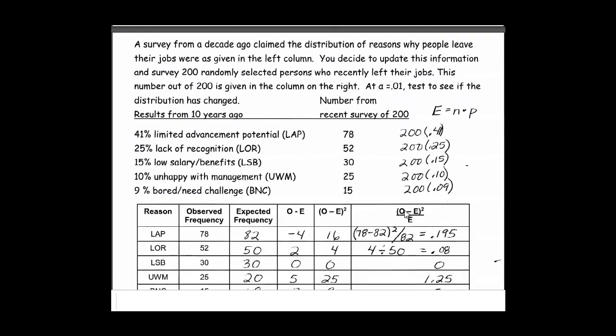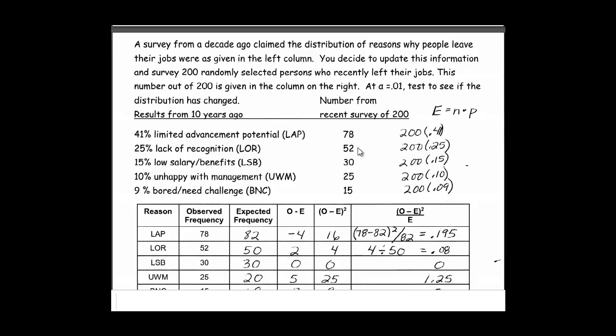A survey from a decade ago claimed the distribution of reasons why people leave their jobs were as given in the left column. We have limited advancement potential, lack of recognition, low salary, unhappy with management, bored, and need a challenge. You decide to update this information and survey 200 randomly selected persons who recently left their jobs. This number out of 200 is given in the column on the right. So 78 out of 200 said they left because of limited advancement potential, 52 out of 200 left because of lack of recognition, and so forth.